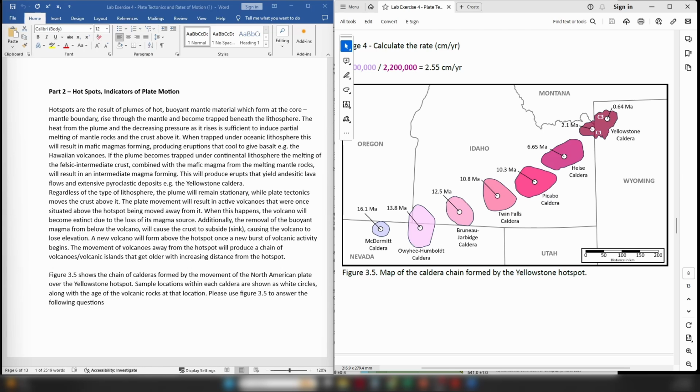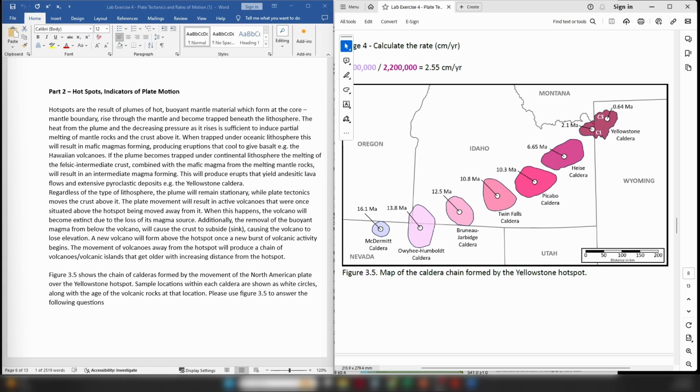Now, when this mafic magma is trapped under oceanic lithosphere, what's it going to do? Well, it's going to partially melt the oceanic crust, and that's not going to have a substantial effect on the composition of the magma. So you're still going to have a mafic magma that's going to rise to the surface where it's going to be erupted. And this is the type of magma that we find in oceanic island chains such as the Hawaiian Islands or the Galapagos Islands.